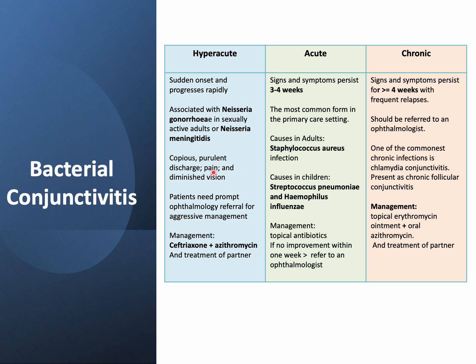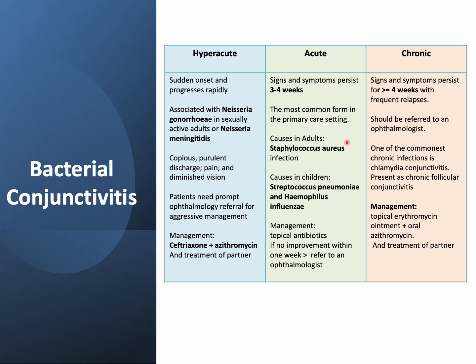So based on the acuity of the symptoms, it can be hyperacute with sudden onset, progressing rapidly, and in these cases we suspect Neisseria infection, Neisseria gonorrhea in sexually active adults, or Neisseria meningitidis, especially in children. They have virulent discharge, a lot of discharge, and they can have decrease in vision. They should be urgently referred to ophthalmology for further management, where we usually use systemic antibiotics. And if it's truly Neisseria gonorrhea, then we should also treat the partner.